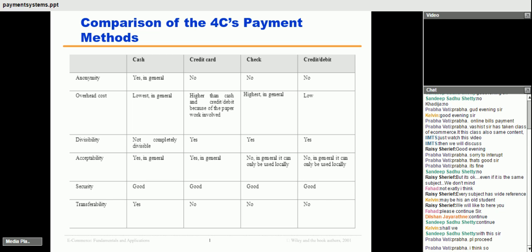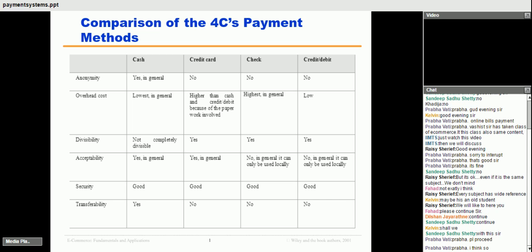What is the acceptability? I think cash is acceptable, credit card is acceptable. Check we used to do less in today's time. We prefer to make the internet banking, the credit card or the debit card. We prefer more. Security wise, all are good, but you have to take precautions from your side.